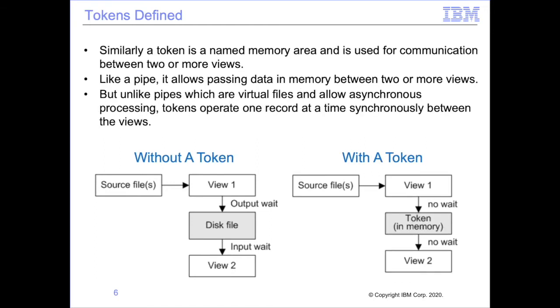Similarly, a token is a named memory area. The name is used for communication between two or more views. Like a pipe, it allows passing data in memory between two or more views. But unlike pipes, which are virtual files and allow asynchronous processing, tokens operate one record at a time, synchronously between the views.